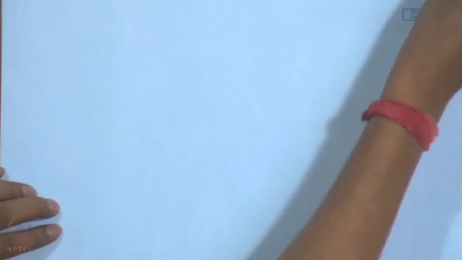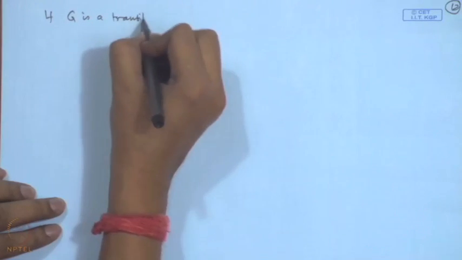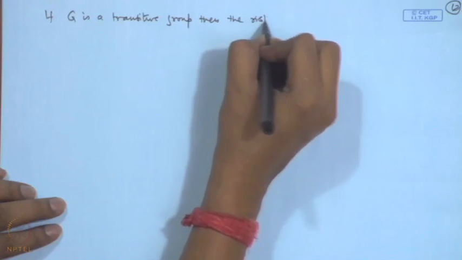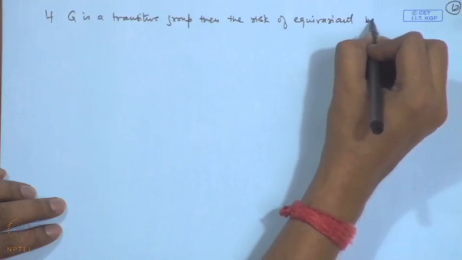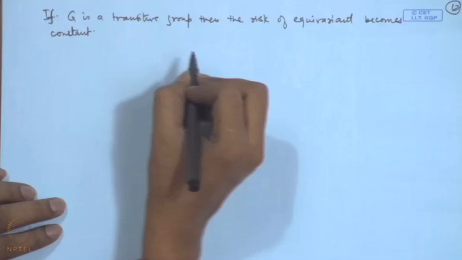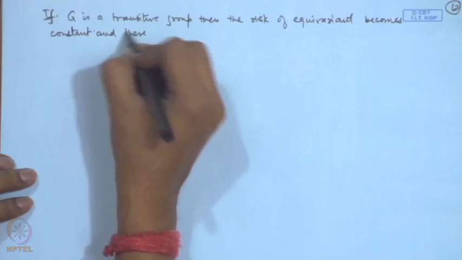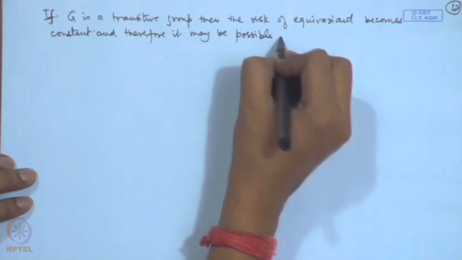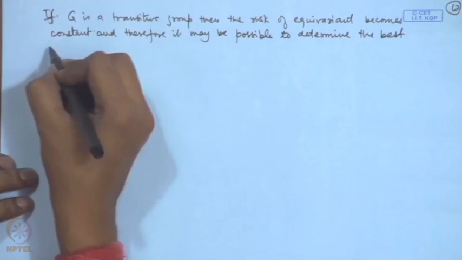So, if G is a transitive group, then the risk of an equivariant estimator becomes constant. If it becomes constant, we can think of minimizing it, and therefore, it may be possible to determine the best equivariant estimator.